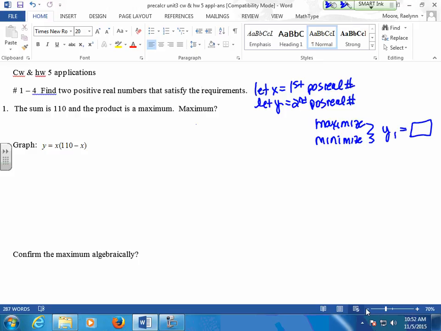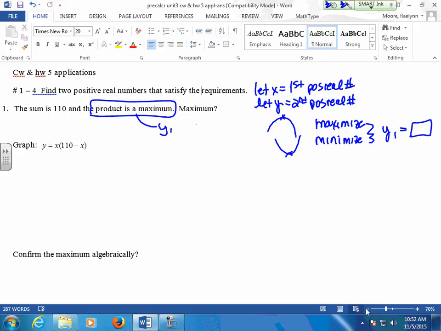We also remember that a maximize gives us this. We get a maximum value. A minimize gives us this. We get a minimum value. Those are the things we're looking at. Okay? So we're going to start out with this. The product is a maximum.